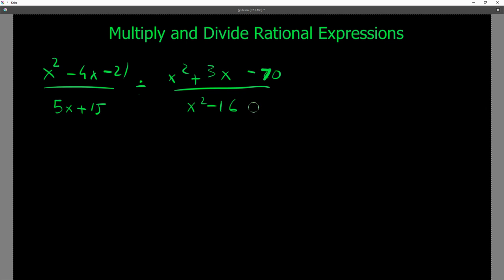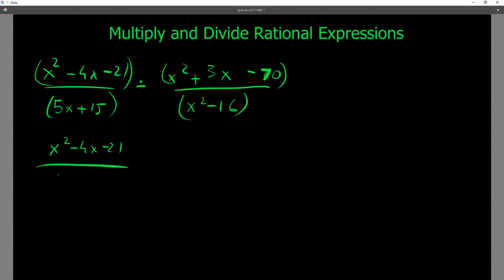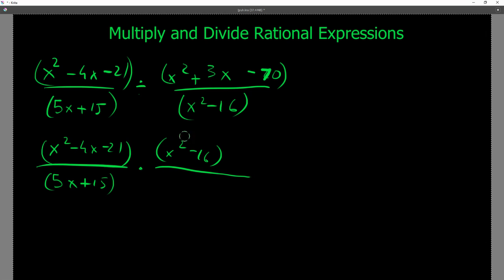All right. So a division. When you divide fractions, you guys remember how to do that? Dividing fractions means you just keep the first the same. All right, so I'm going to keep x squared minus 4x minus 21 over 5x plus 15. But I flip the second fraction and I make it multiply. So I put x squared minus 16 on top, and that guy goes to the bottom. So x squared plus 3x minus 70. And then you just do it like how you did multiplication.